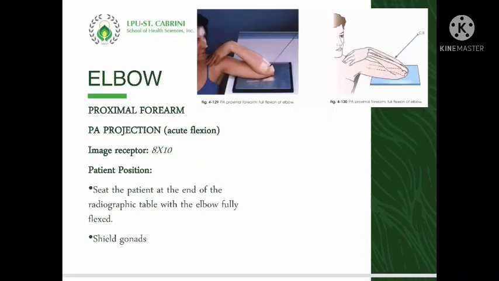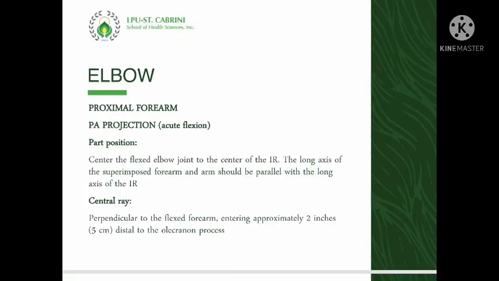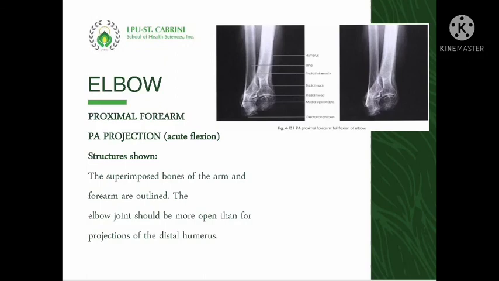Another projection when the elbow is in complete flexion is PA projection for the proximal forearm. The patient is seated at the end of the radiographic table with the humerus in contact with the table and elbow fully flexed. The central ray is directed perpendicular to the flexed forearm, entering approximately 2 inches distal to the olecranon process. This position will show an outline of superimposed bones of the arm and forearm, and also the elbow joint should be more open than the projection for the distal humerus.